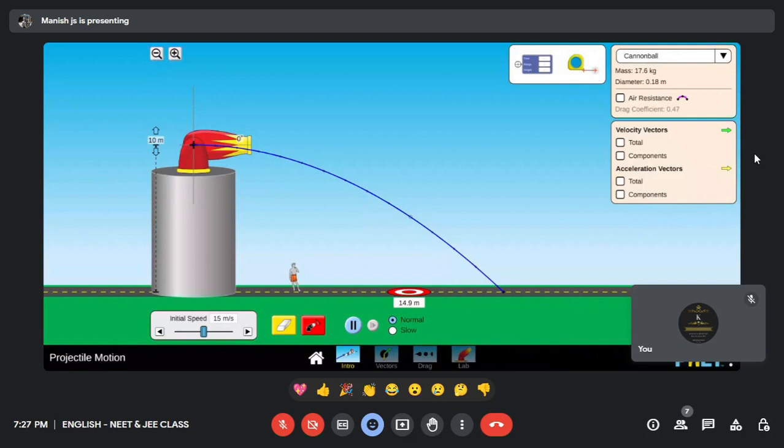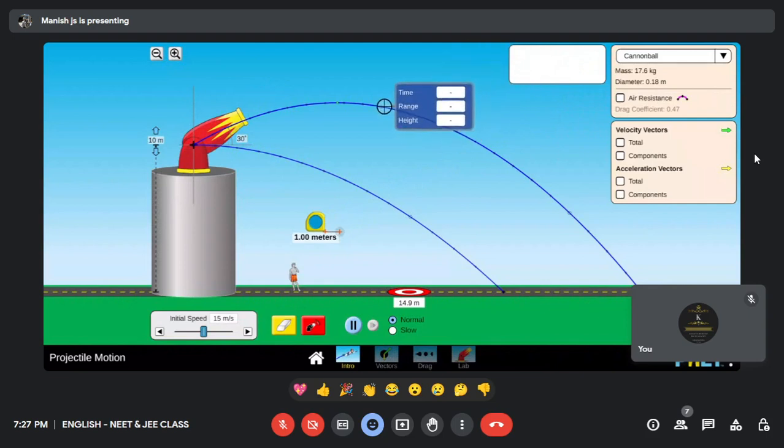Now I'm going to increase the angle by 30 degrees, and shoot again with the same initial speed of 15 meters per second. Now you can see it went quite far. I have a tape measure available, so let me take the tape and measure the maximum height. Even if I place it, I can find out the maximum height of this projectile.